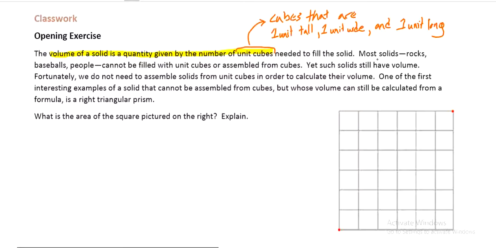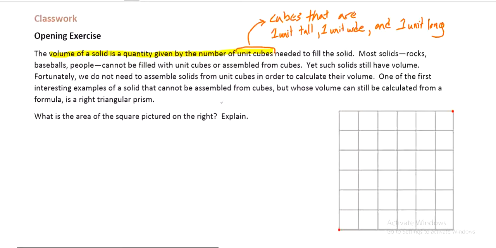All right, so most solids, rocks, baseballs, people, cannot be filled with unit cubes or assembled from cubes. It would be pretty gruesome if we tried to assemble people from cubes, but we can measure all these solids because they all still have volume. We don't need to be able to take cubes and put them all together to make these objects. We can measure their volume by taking the dimensions, the length, the width, and the height.